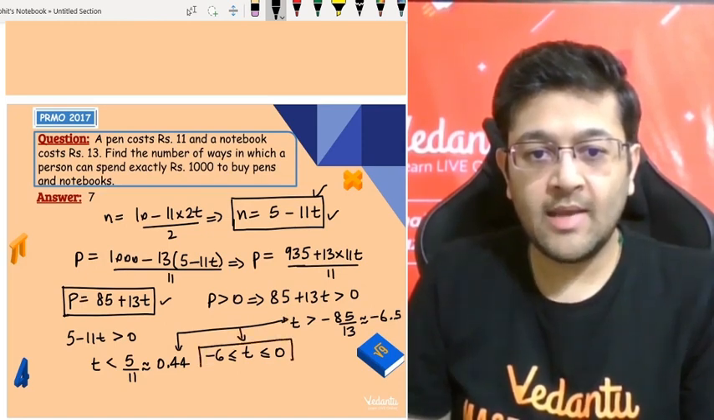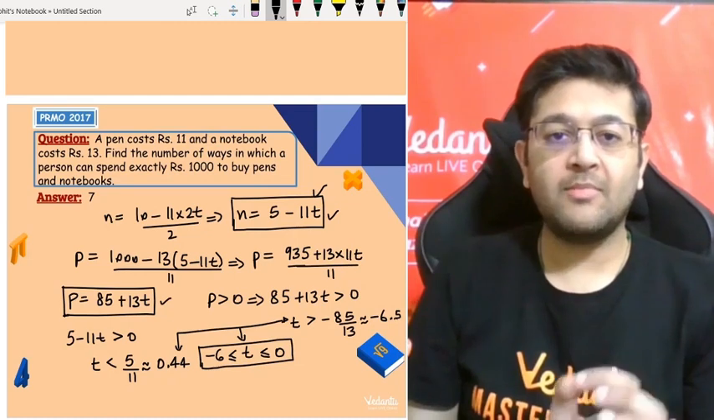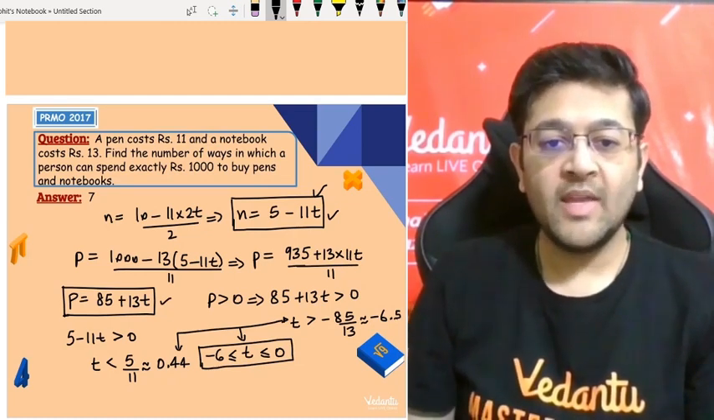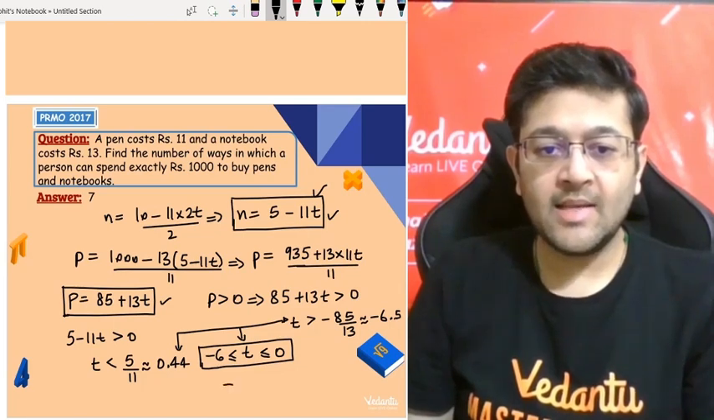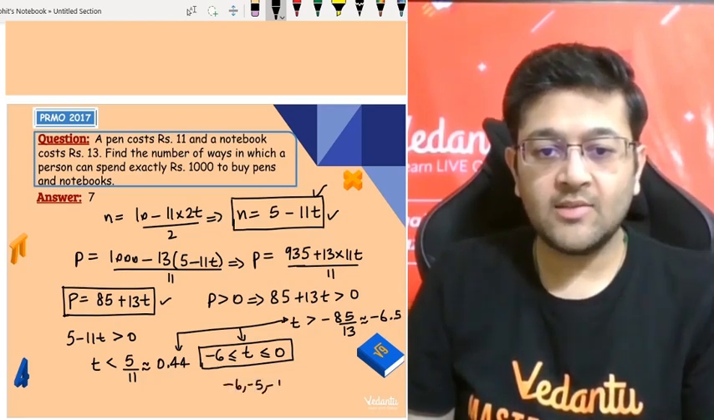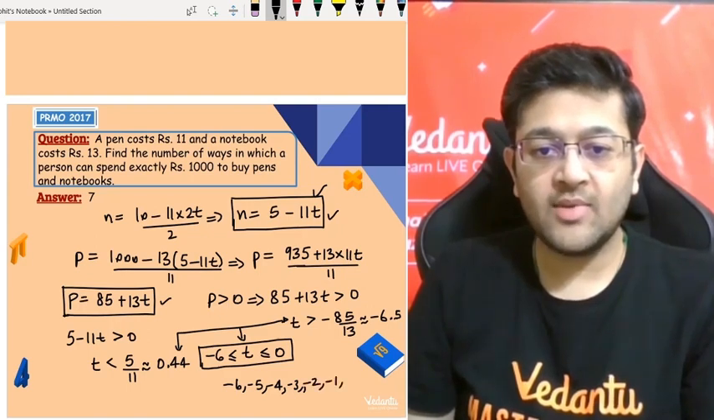Okay, so t can attain the values from minus 6 to 0, including minus 6 and 0. So how many values are there? I think minus 6, minus 5, minus 4, minus 3, minus 2, minus 1 and 0. So 7 values. So the number of values is 7.